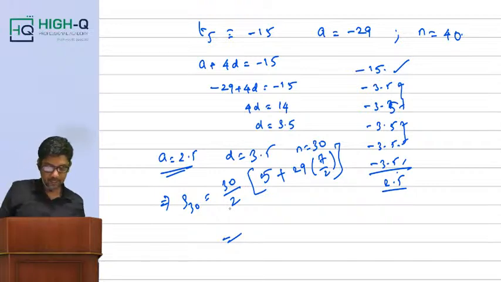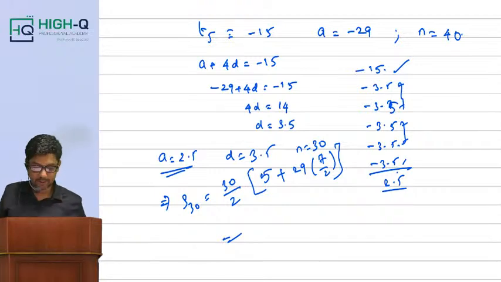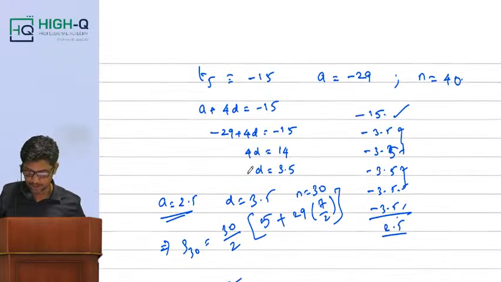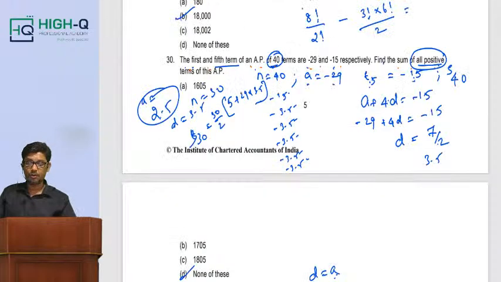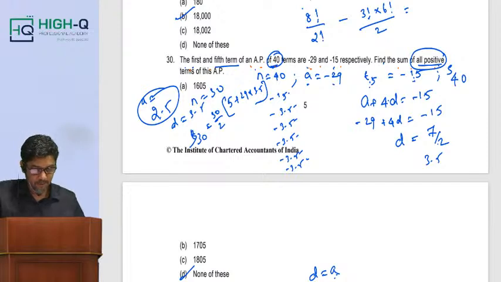Get 1597.5. I don't know, even 1705, I'm not getting it. Okay. Yes. If at all needed, I'll recheck and I'll let you know in the group only. Okay. Fine. So today we have completed another set of questions.